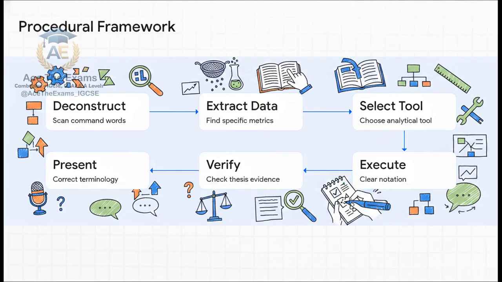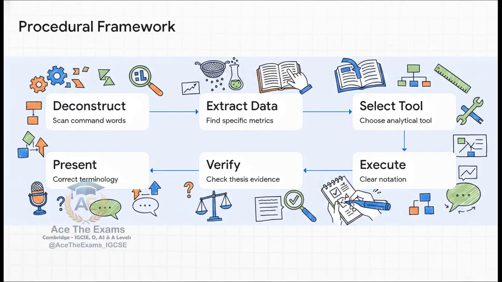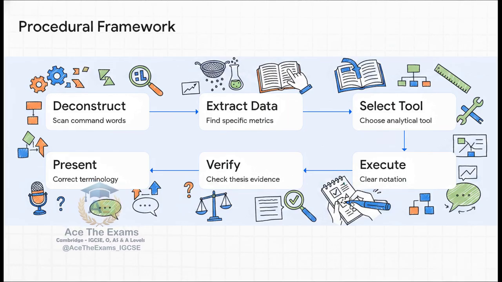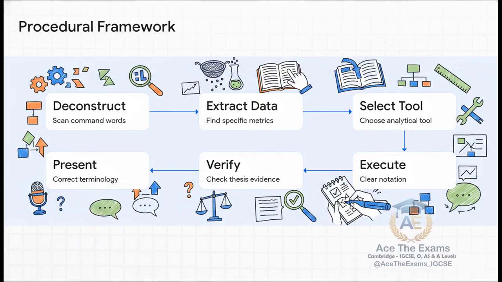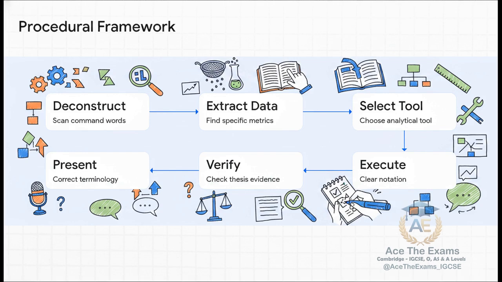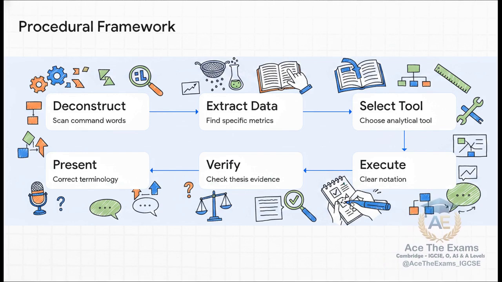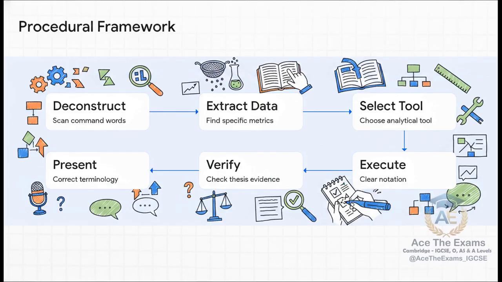Step 2, extract data from the stimulus materials. Do not read the whole thing like a novel, scan purely for the specific metrics you need to build your argument. Step 3, select framework. Choose the right analytical tool for the job. Step 4, execute analysis with incredibly clear notation. Step 5, verify results. Ask yourself, does your evidence actually prove your thesis or did your argument drift? And step 6, present with the correct syllabus-specific terminology. Memorize this exact sequence.